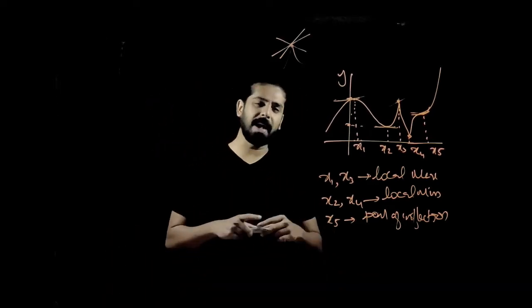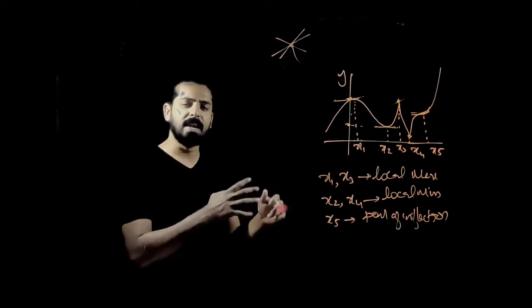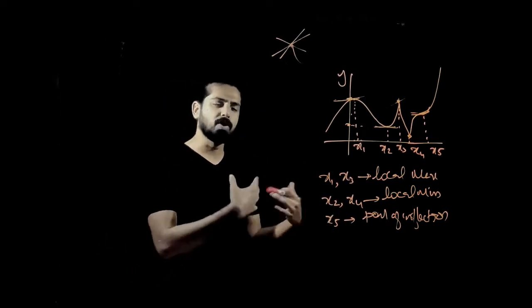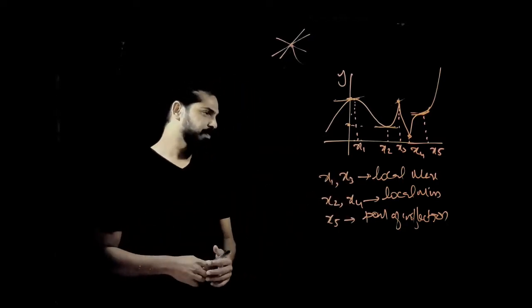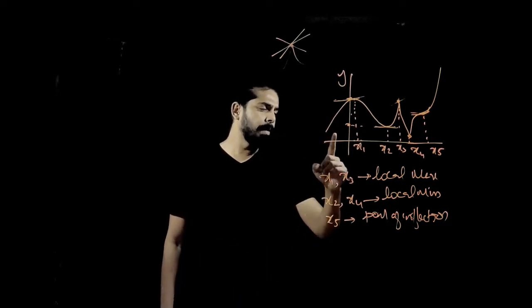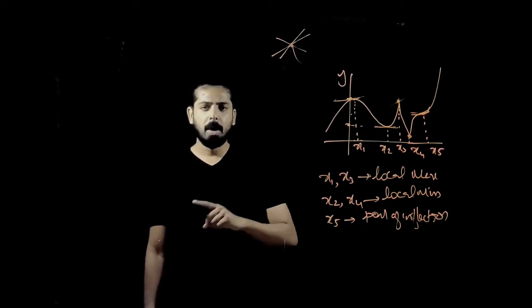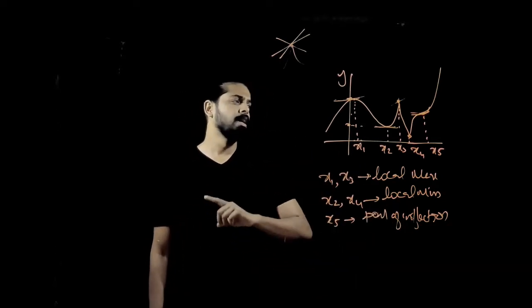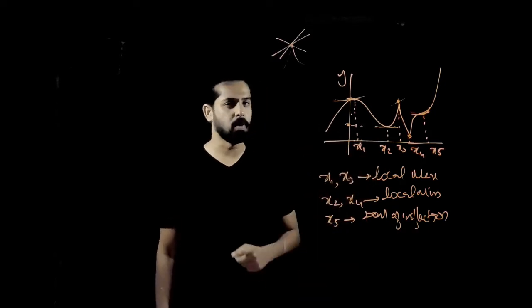So the local maxima and local minima occur not only at points where the derivative is equal to 0, they also occur at points where the function is not differentiable. At local maxima and local minima the derivative is equal to 0, but the converse is not true, because the derivative is equal to 0 at a point of inflection also.